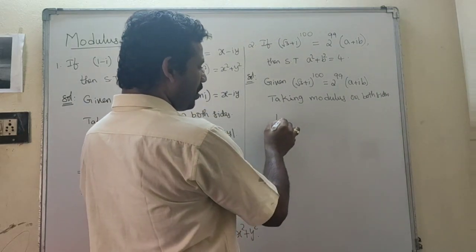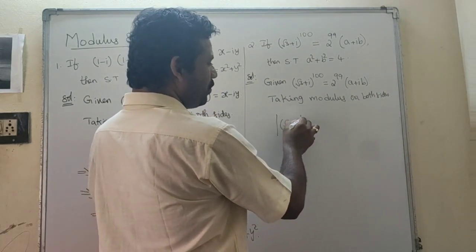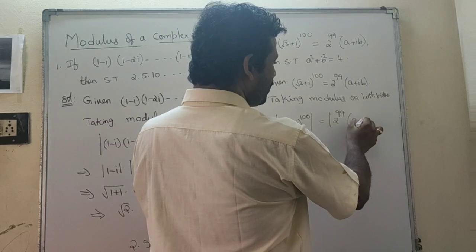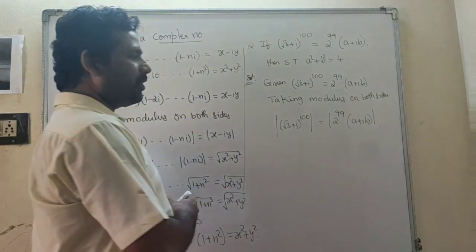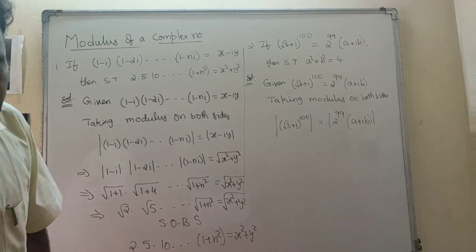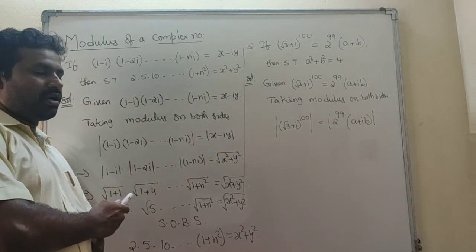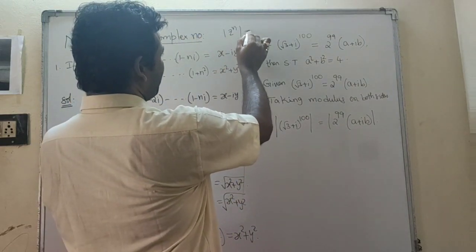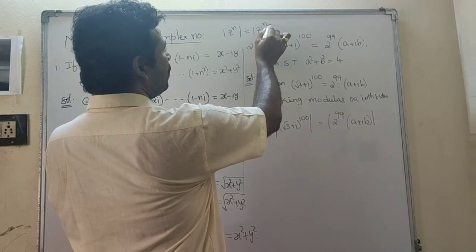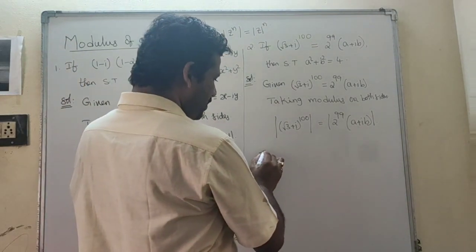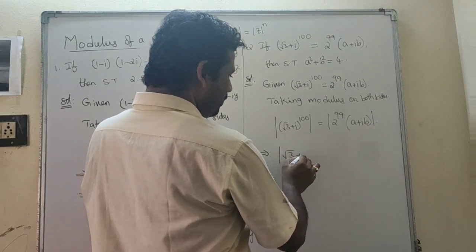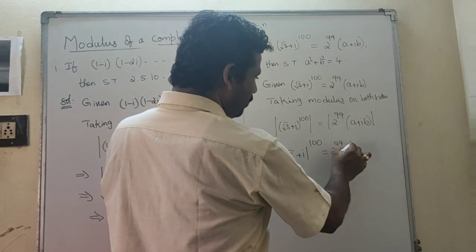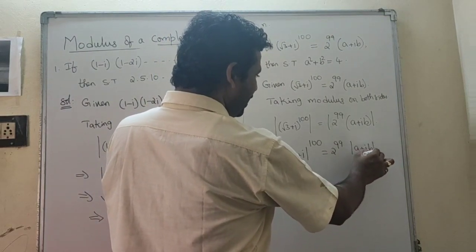What will happen? Mod of (√3 + i)^100 equals mod of 2^99 into (a + ib). What is the mod of z power n? See, mod of z power n equals mod z whole power n. So the left side becomes mod of (√3 + i) whole power 100 equals 2^99 into mod of (a + ib).